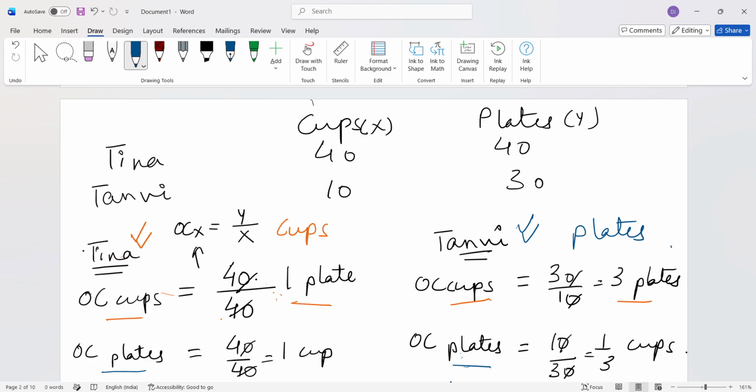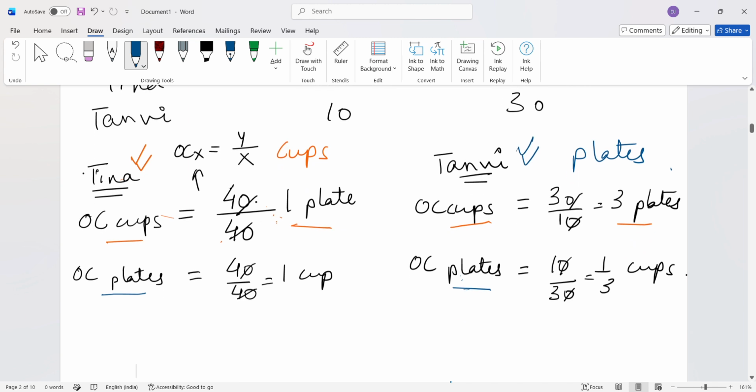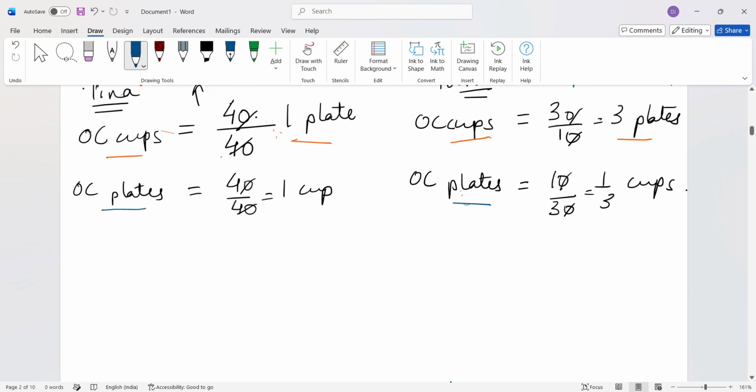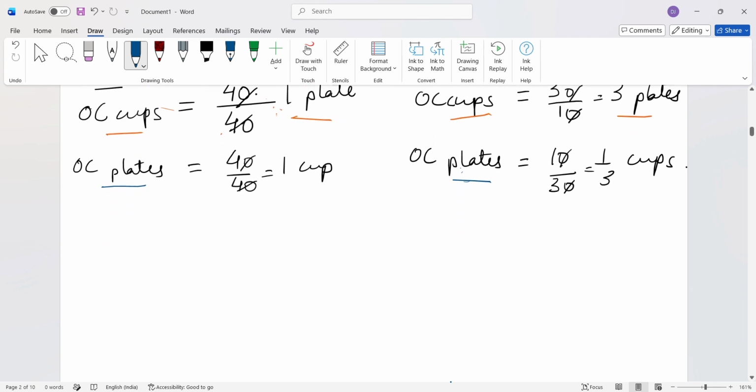All right. So from here we have understood that Tina would be producing cups. Tina would be only producing cups and Tanvi would be only producing plates, because that's where they are more efficient respectively. All right. Now how do we decide the terms of trade?